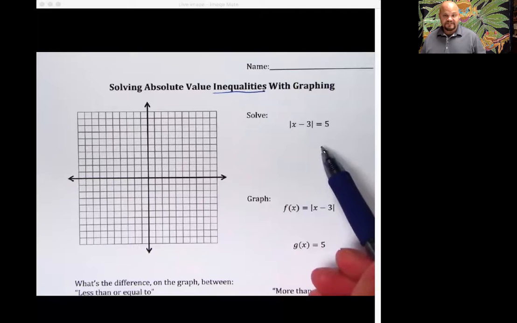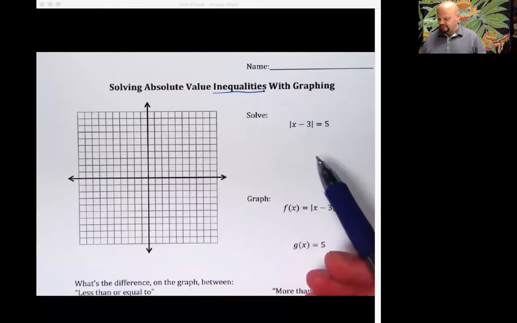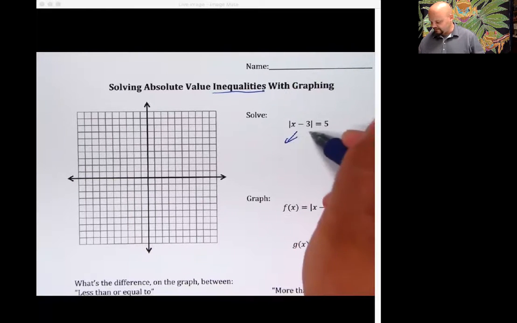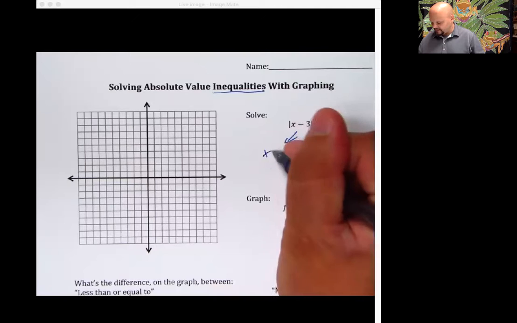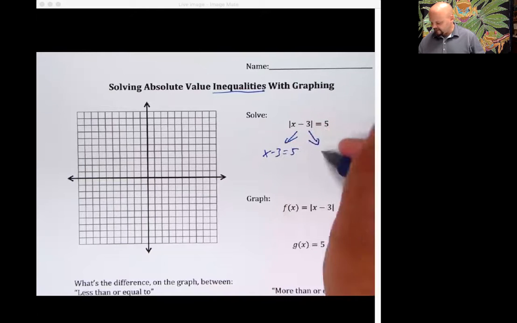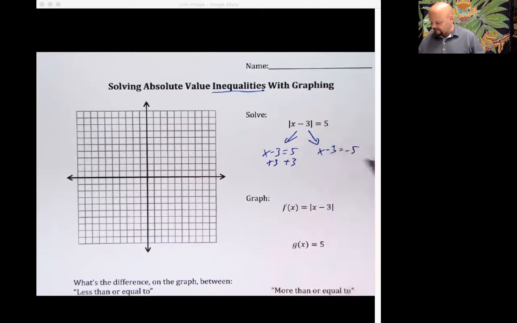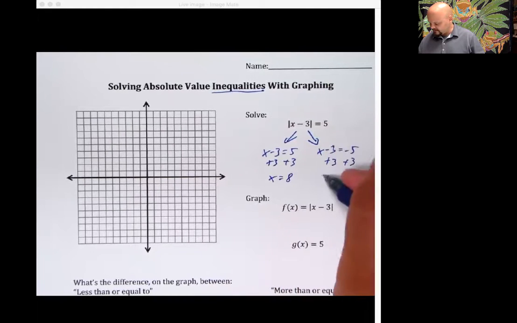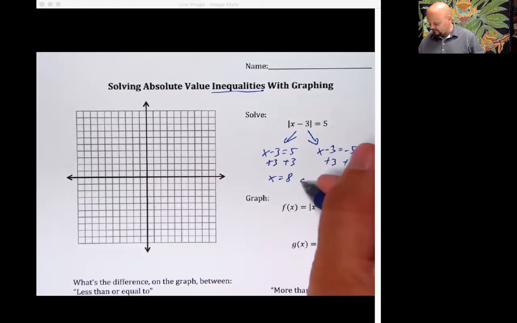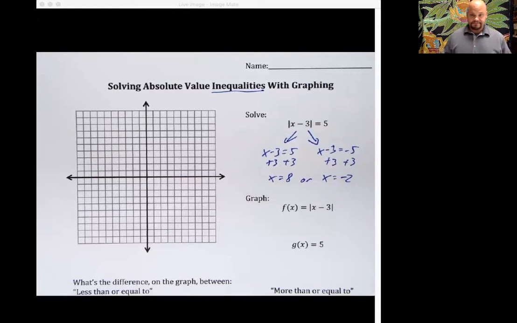First off, can we solve this algebraically? Yes, we can. We just got to split it. Bam. X minus 3 is equal to 5. X minus 3 is equal to negative 5. And then do the work for both pieces. Plus 3, plus 3. Plus 3, plus 3. X is equal to 8. X is equal to negative 2. Bam. Those are our answers.